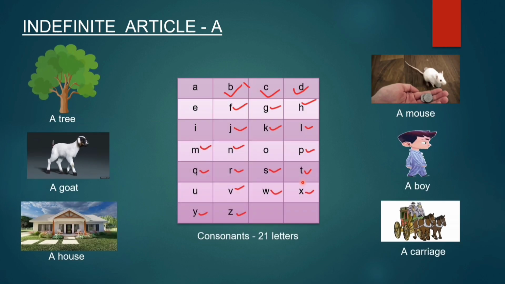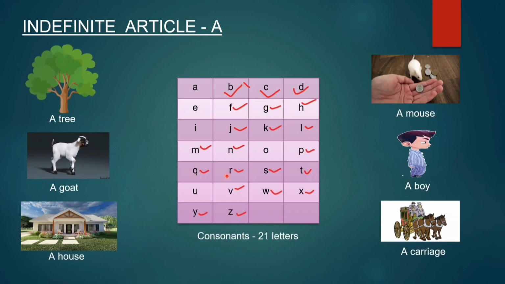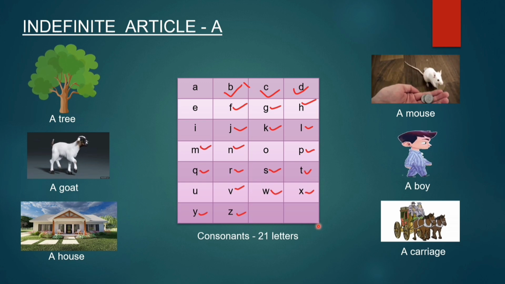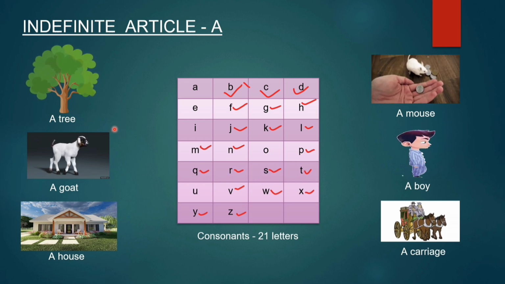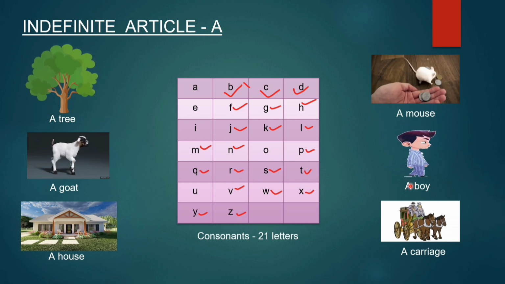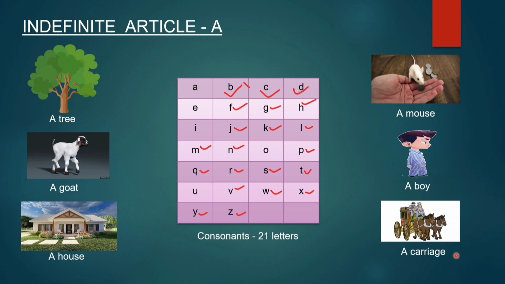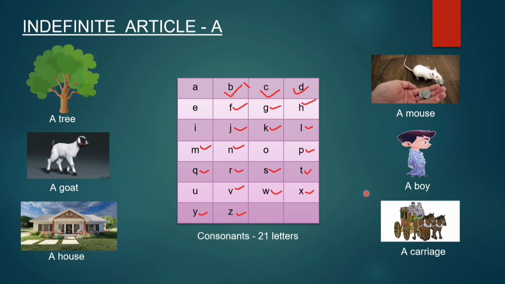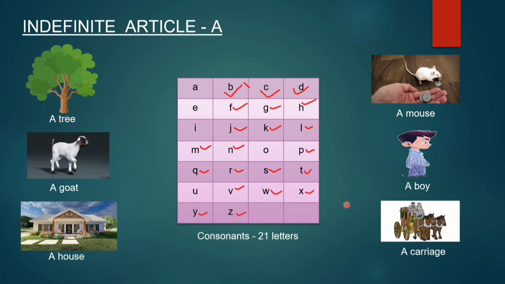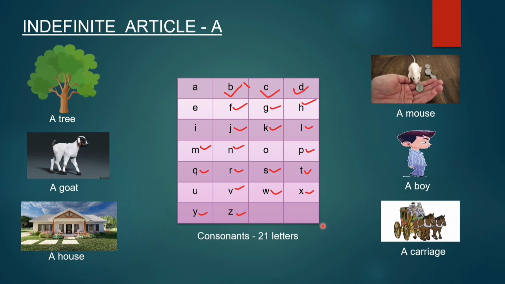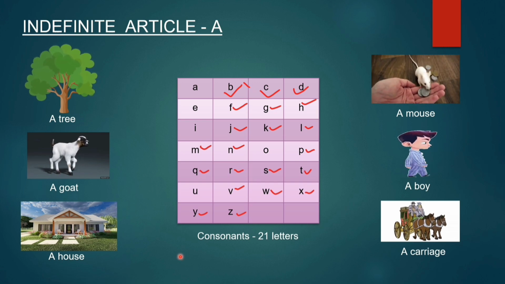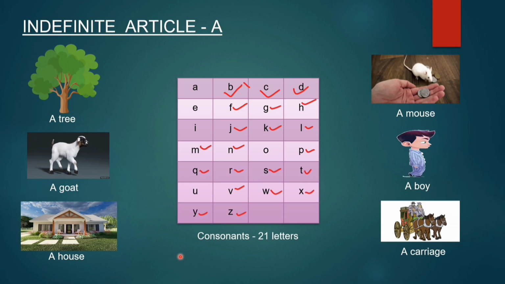The letters which are not vowels are called consonants. It signifies that something is one. A comes before any word beginning with a consonant, like a tree, a goat, a house, a mouse, a boy, a carriage. Children, the articles a and an tell us two things. An indefinite article signifies that something is one or singular and does not tell anything specific.